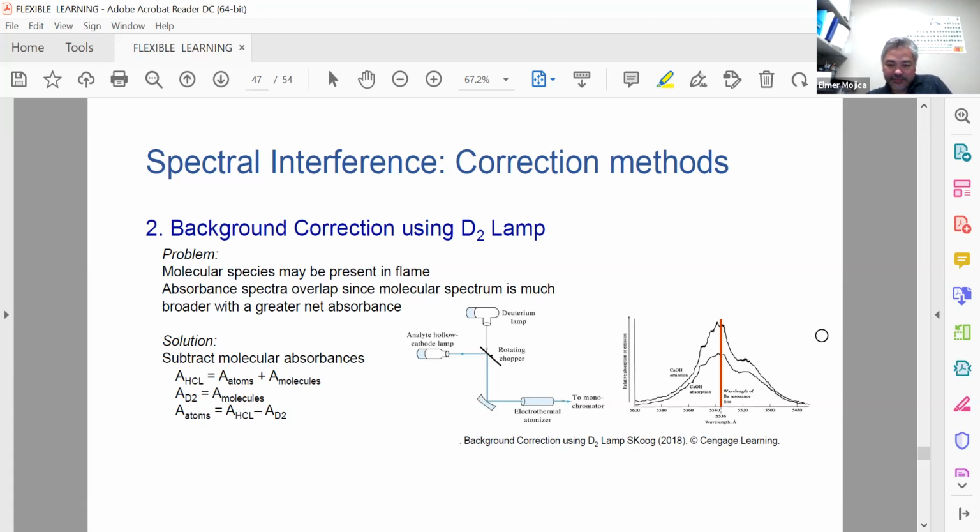So let's say this is the whole thing that you have. And with your deuterium lamp, you could say, oh, half of them is this one. So the correction that you have there, that's just the atom. Okay.